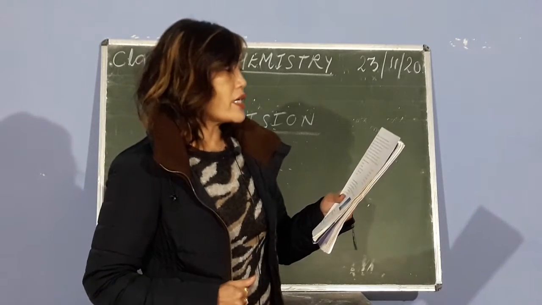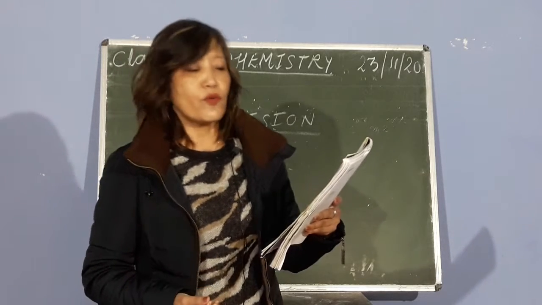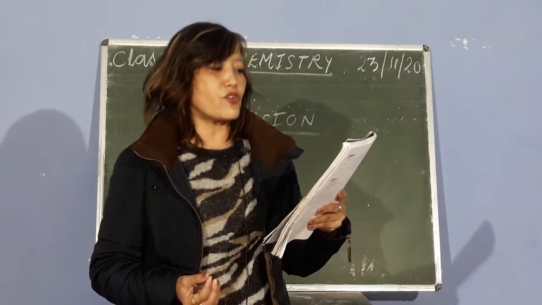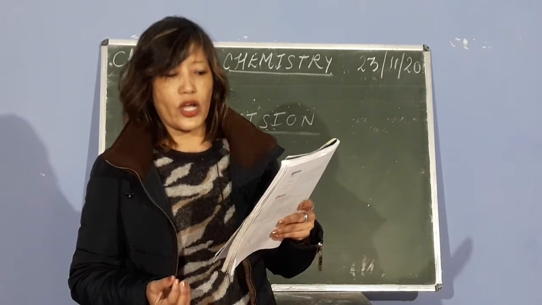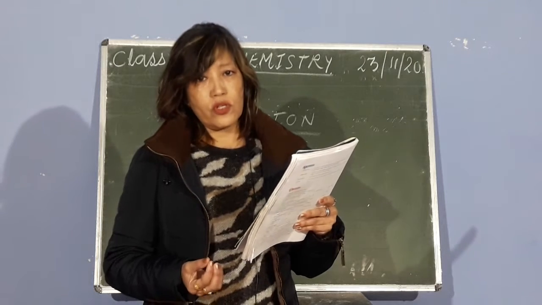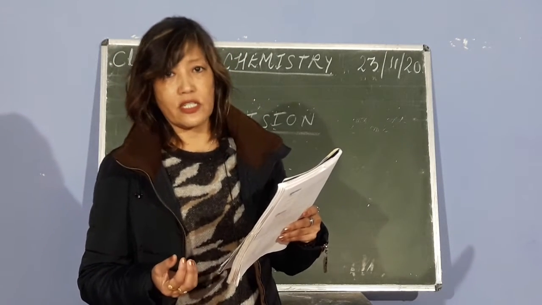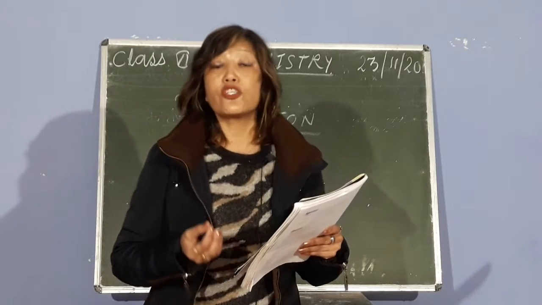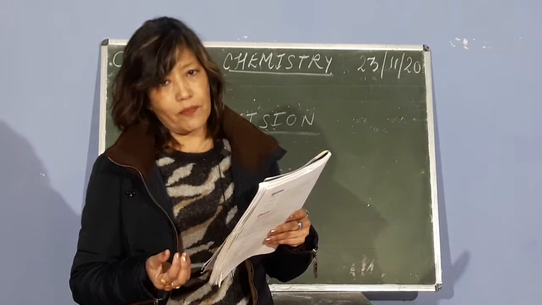Then the next one is write true or false. Now number 1, atmospheric nitrogen gets converted to nitrates in the soil. This is true. The atmospheric nitrogen is first converted into nitrate in the soil, and that nitrate is used by the plants for their growth and development.